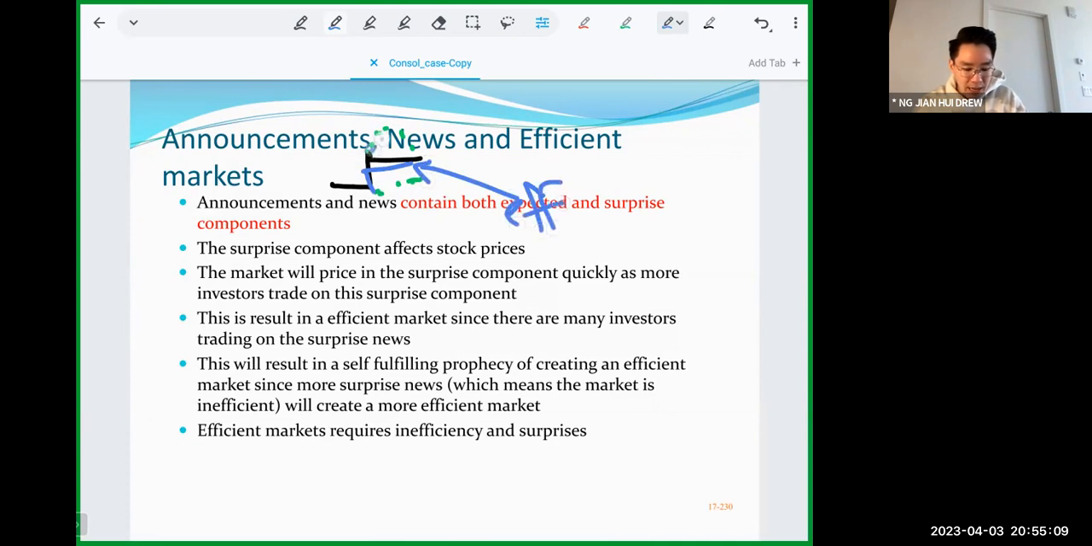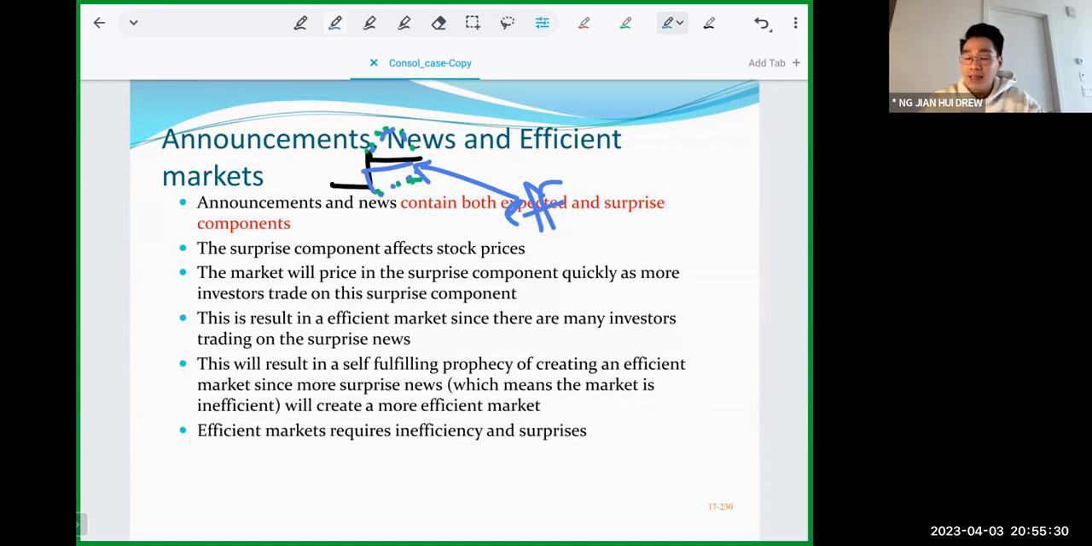But if it goes up like this, it's not so efficient. If it goes slowly up, it's not so efficient as well. So if it goes up immediately, it becomes an efficient market. But the thing is that in order for it to incorporate surprise information, there must be some inefficiency in the market in the first place, right?